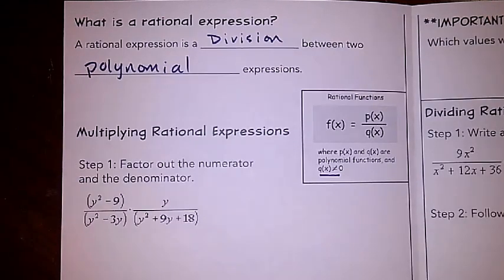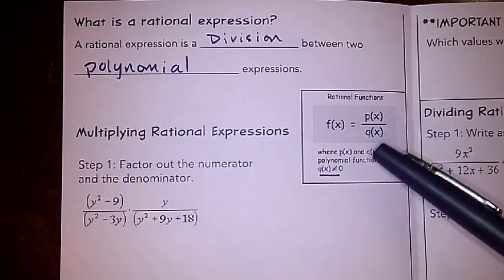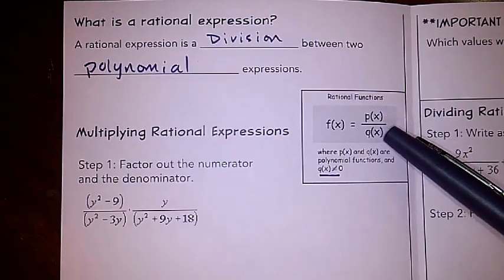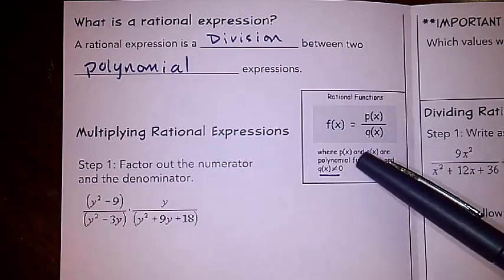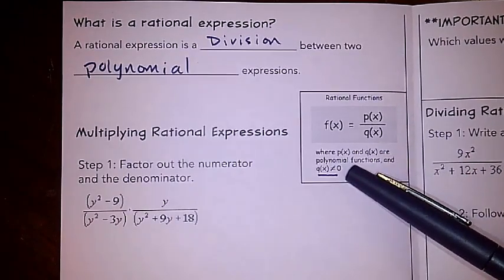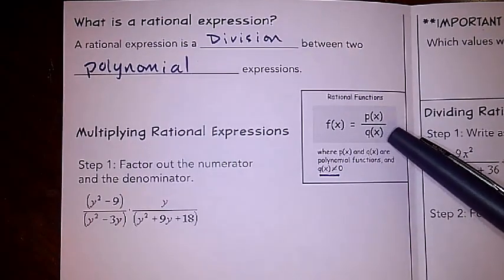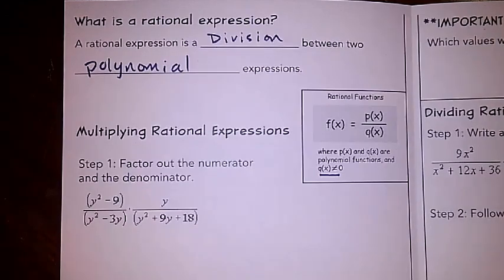We say that a rational expression is a division between two polynomial expressions. You will see here there's a visual that says f of x equals p of x divided by q of x. P of x the numerator, q of x the denominator. Both must be polynomial functions, and we have this added constraint that q of x cannot equal 0, meaning our denominator must not equal 0 because we know that dividing by 0 creates problems in mathematics.